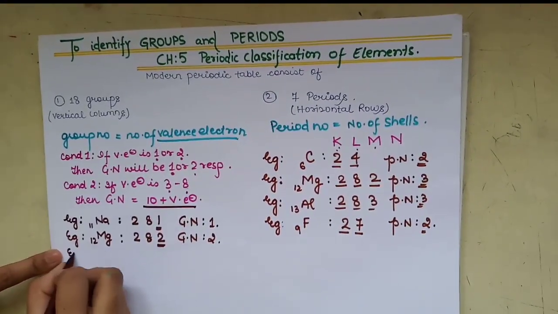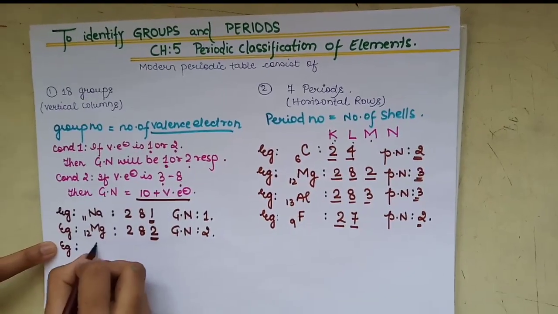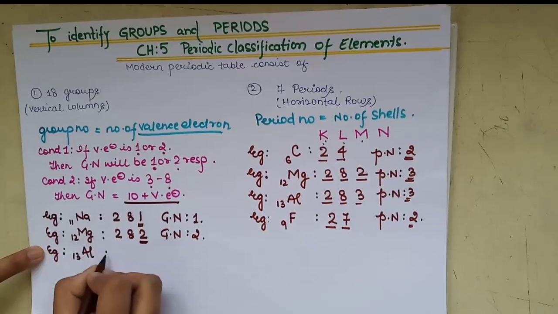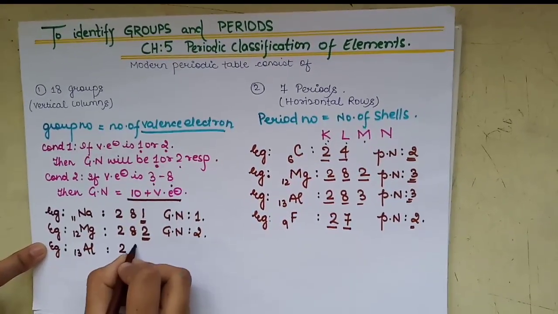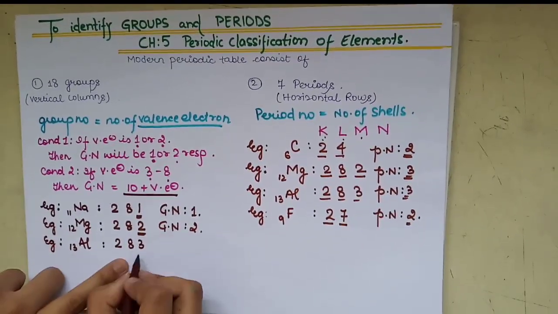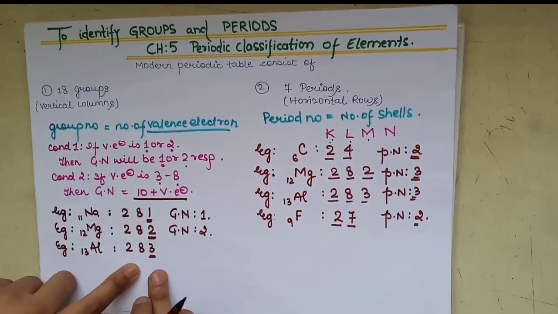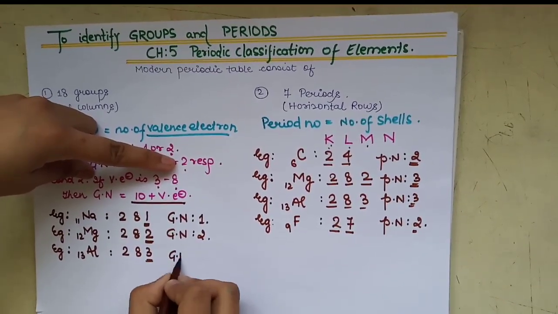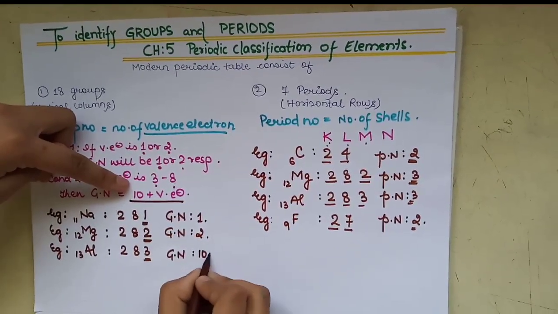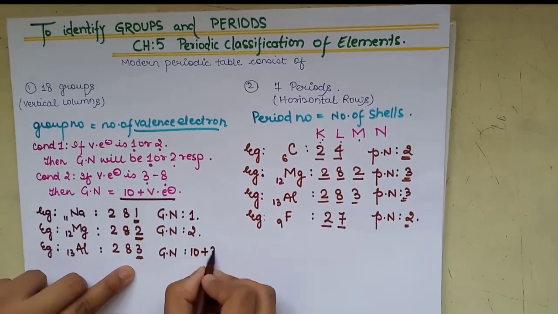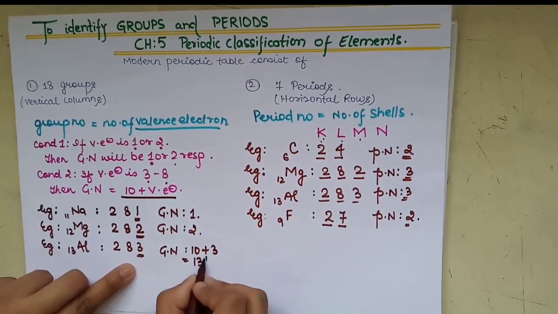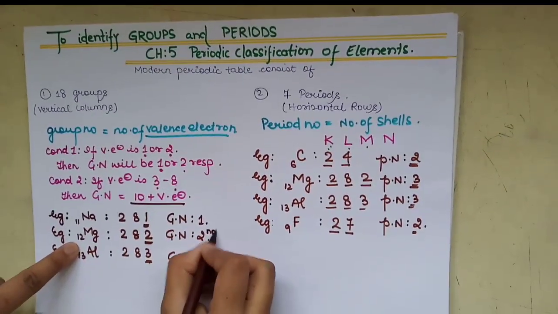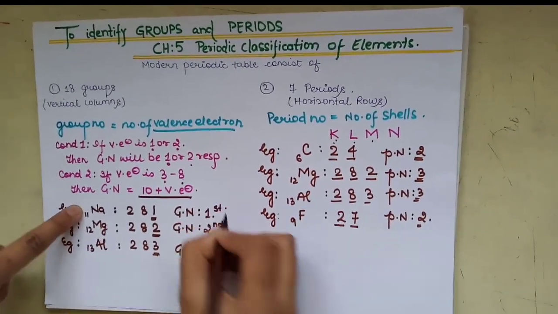Now let's take an example of aluminium. The atomic number of aluminium is 13, so its configuration can be written as 2, 8, 3. Look here, the valence electron is 3, so condition 2 is followed, that is 3 to 8. Then its group number will be 10 plus the valence electron, that is 3, so its group number will be 13. So aluminium belongs to the 13th group, magnesium belongs to the second group and sodium belongs to the first group.